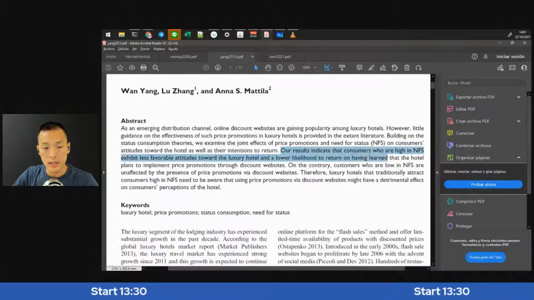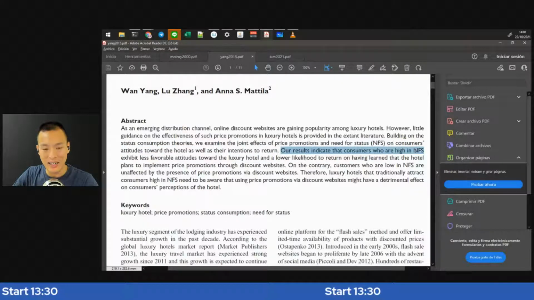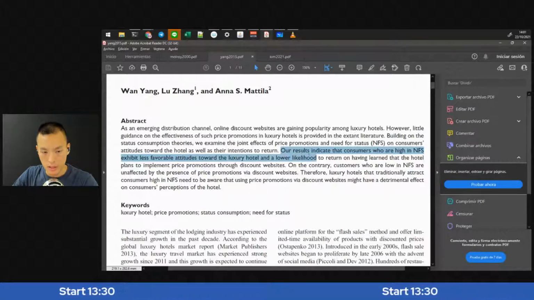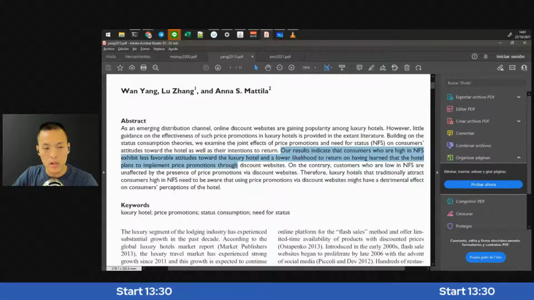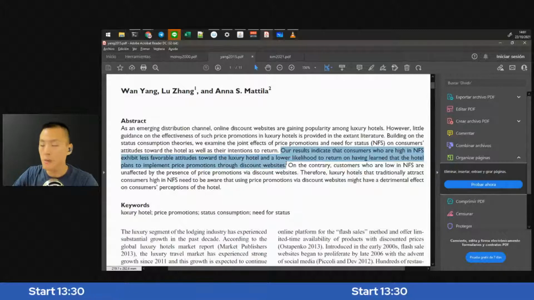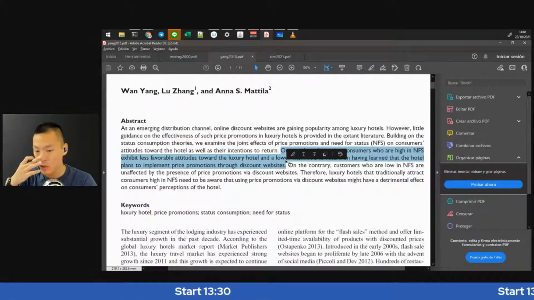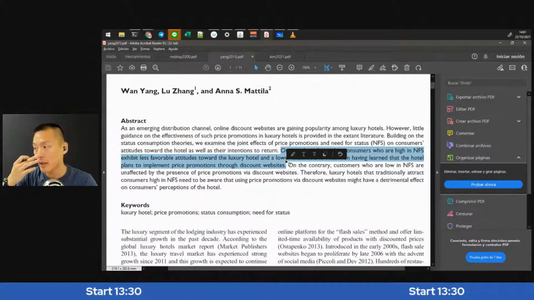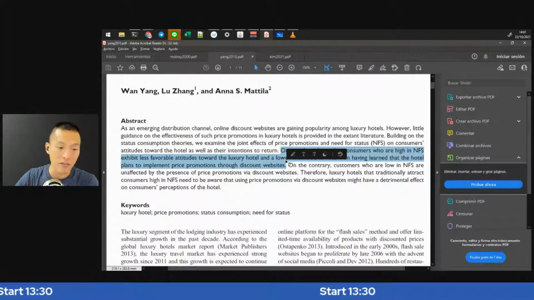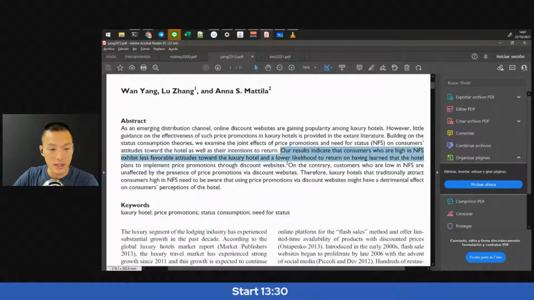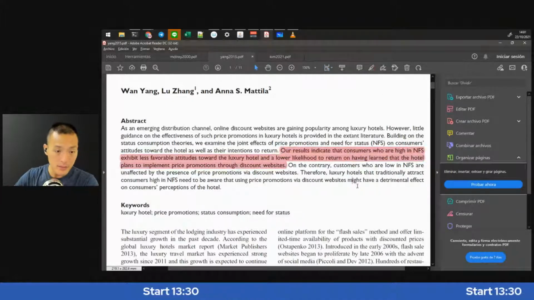Our results indicate that consumers who are high in need for status exhibit less favorable attitudes toward the luxury hotel and a lower likelihood to return on having learned that the hotel plans to implement price promotion through discount websites. Boom. So if you read that sentence and you don't go, oh crap, then you haven't read it carefully enough. What this sentence is saying, here, let me highlight it.